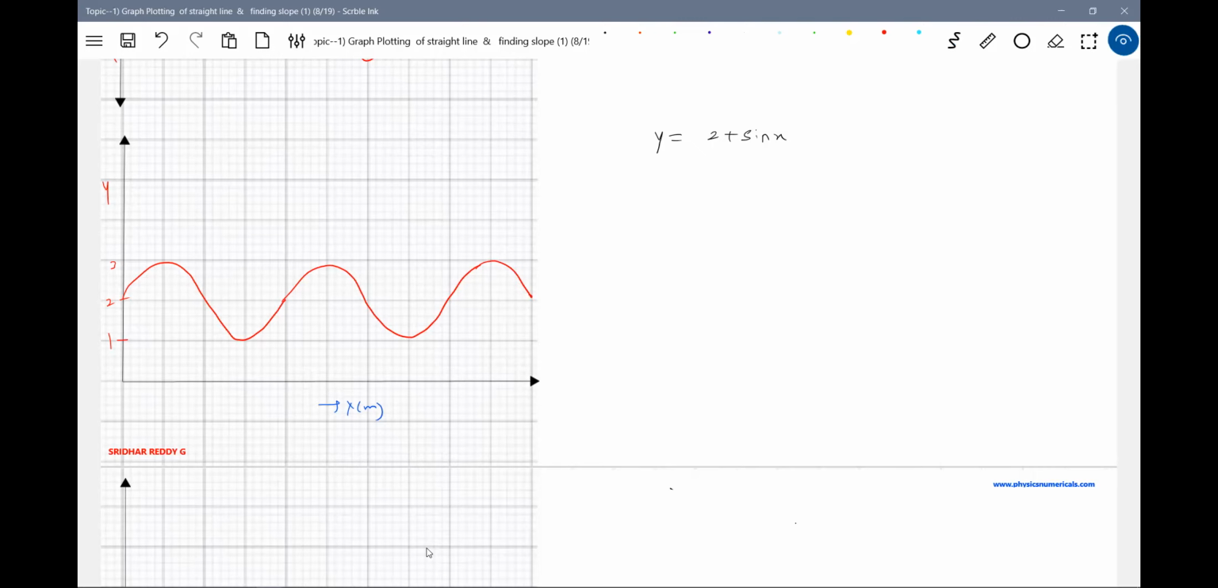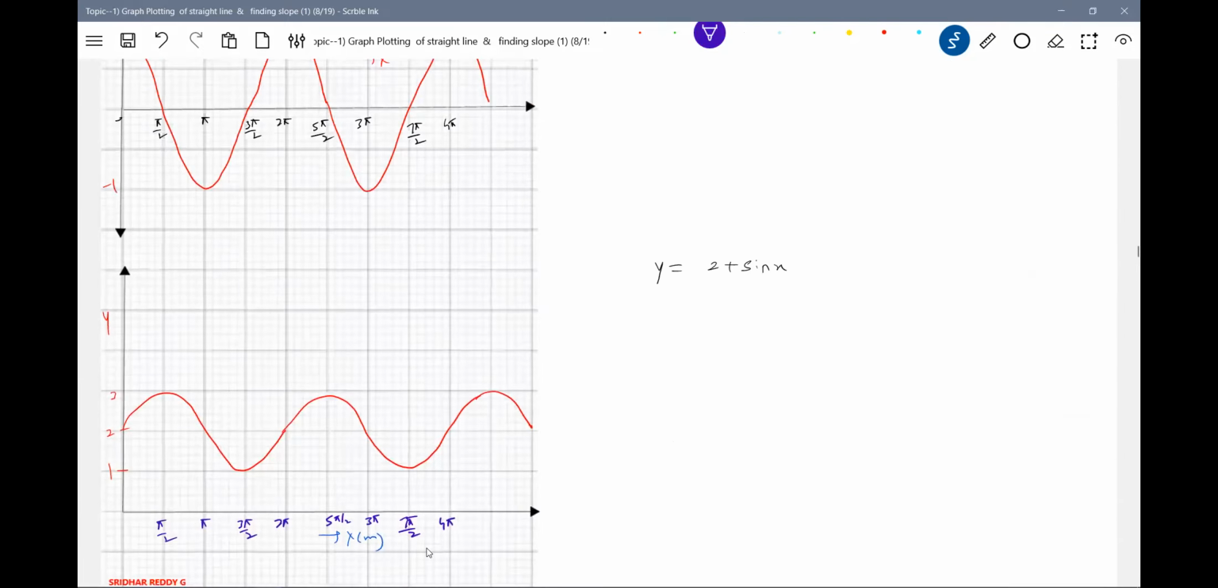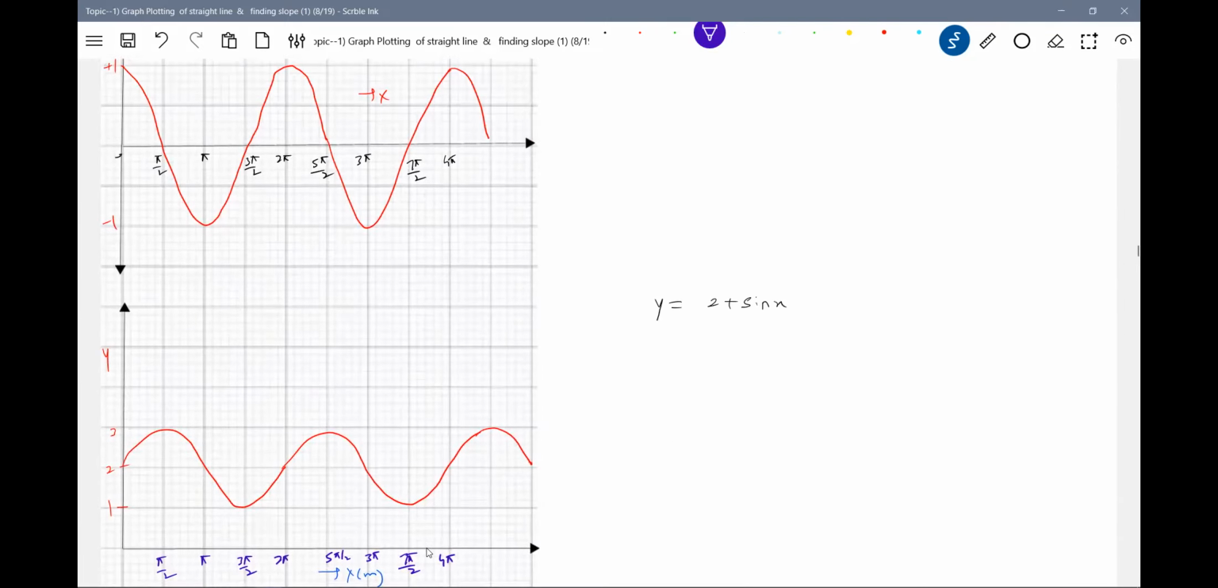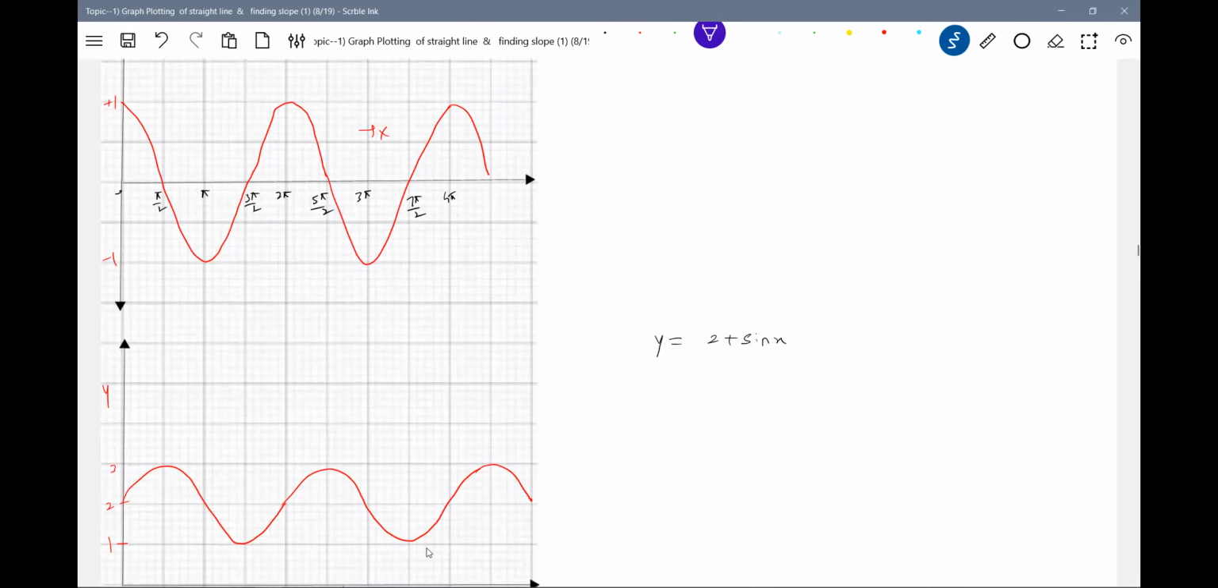So what are the x-axis values? It will be again the same thing: pi by 2, pi, 3 pi by 2, 2 pi, 5 pi by 2, 3 pi, 4 pi. So these are some trigonometric functions we have just included, almost all the different types. So just have an idea.